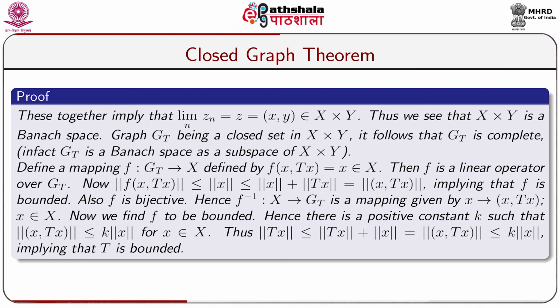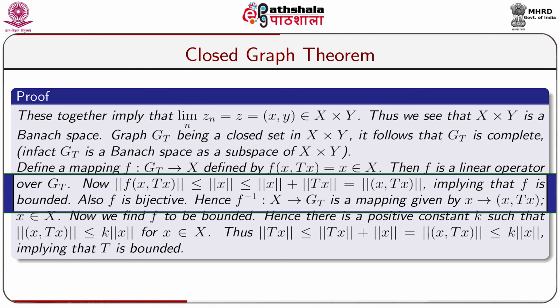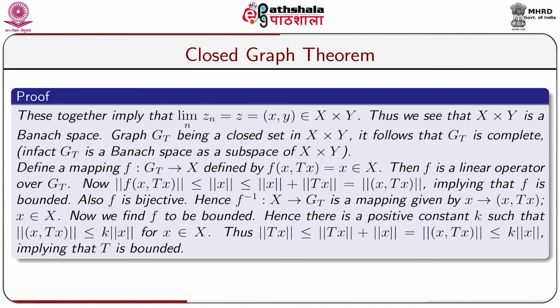Define a mapping f from G_T to X by f(x, Tx) = x, where x belongs to X. Then f is a linear operator over G_T. Now, norm of f(x, Tx) is equal to norm of x, which is less or equal to norm x plus norm of Tx, which is equal to norm of the pair (x, Tx), implying that f is bounded. Also, f is bijective.